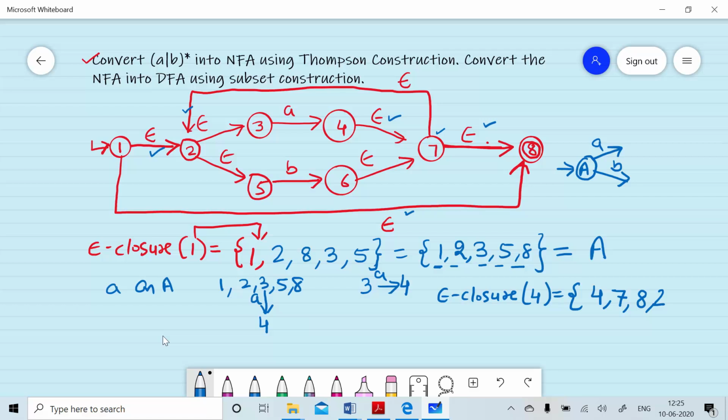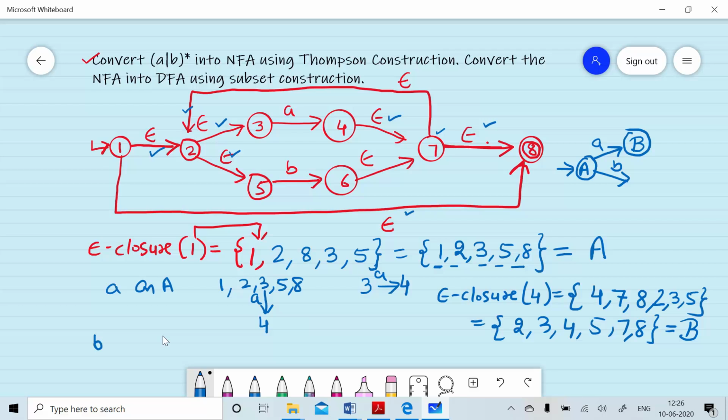So we will include 2. From 2, we are moving to 3 and 5 using null transition. So we will include 3 and 5. If we arrange them in increasing order, it will be 2, 3, 4, 5, 7, 8. And it is a different set from A. So we will call it B. So on reading of A, we will move to a state B.